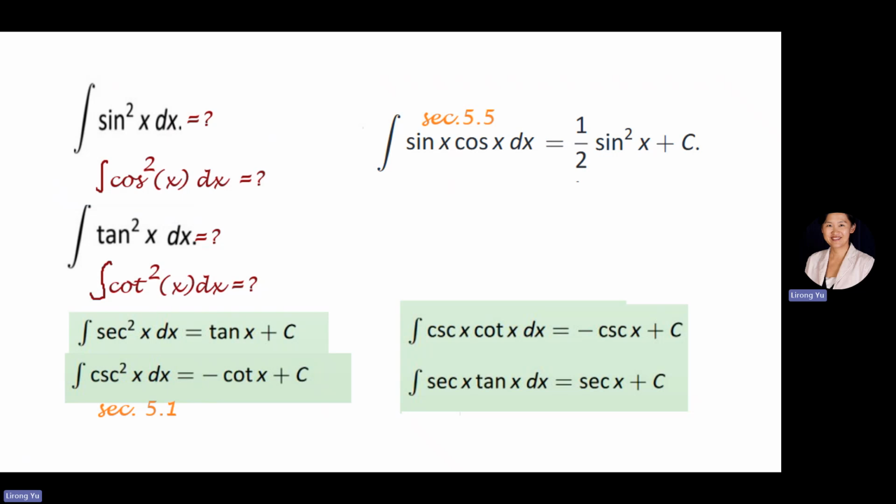In 5.1 through 5.5, we went through some of the integration of degree 2 of trig functions. And if you have a derivative formula, you are able to integrate it first. So these are the ones we already mentioned. Starting today, we should be able to integrate sine squared, cosine squared, tangent squared, cotangent squared. These are the ones we start looking at.